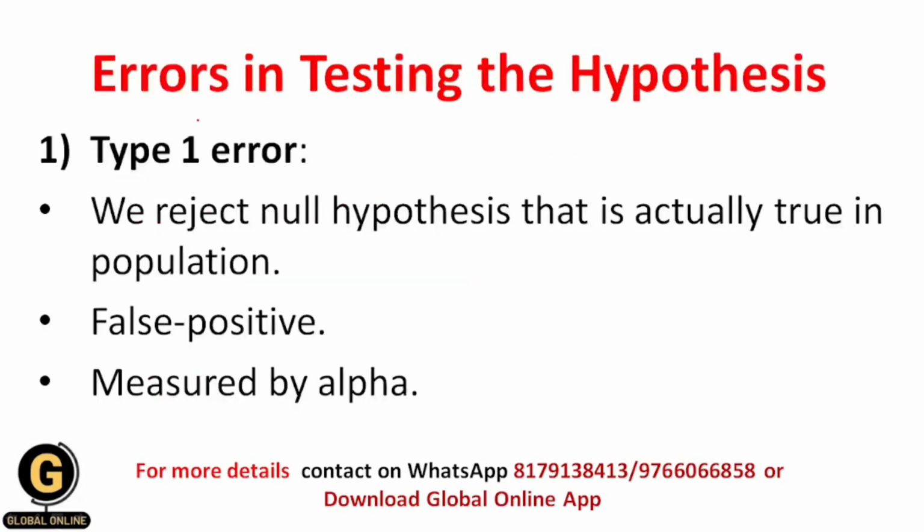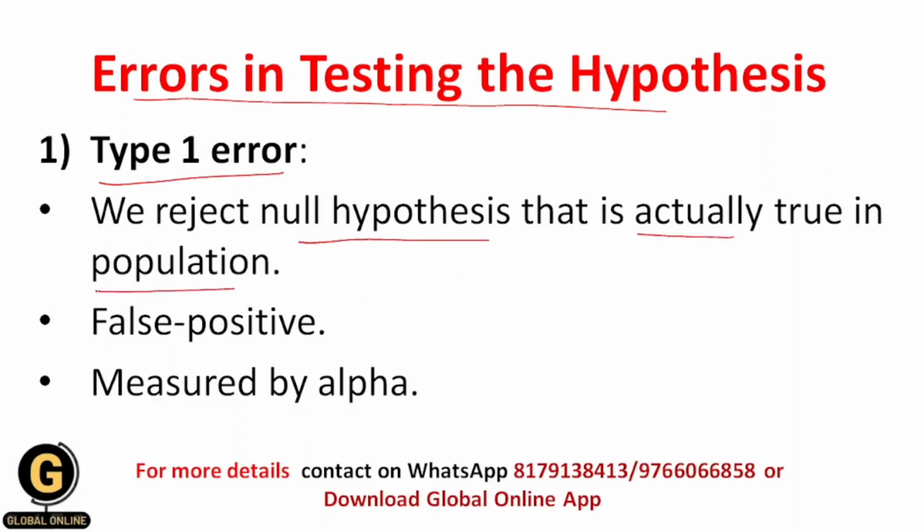Now students, let us see the errors in testing the hypothesis, which is the most important topic in the hypothesis part, because every year a question is asked on this topic: what is the type 1 error, what is the type 2 error, and many students get confused in it. So what is type 1 error? Whenever we reject a null hypothesis that is actually true in the population, then we do the type 1 error.